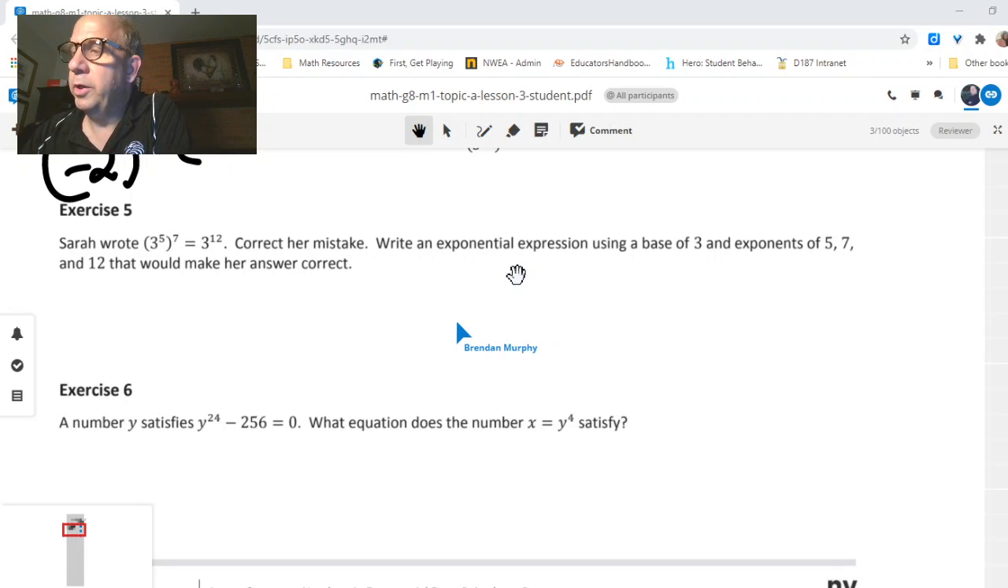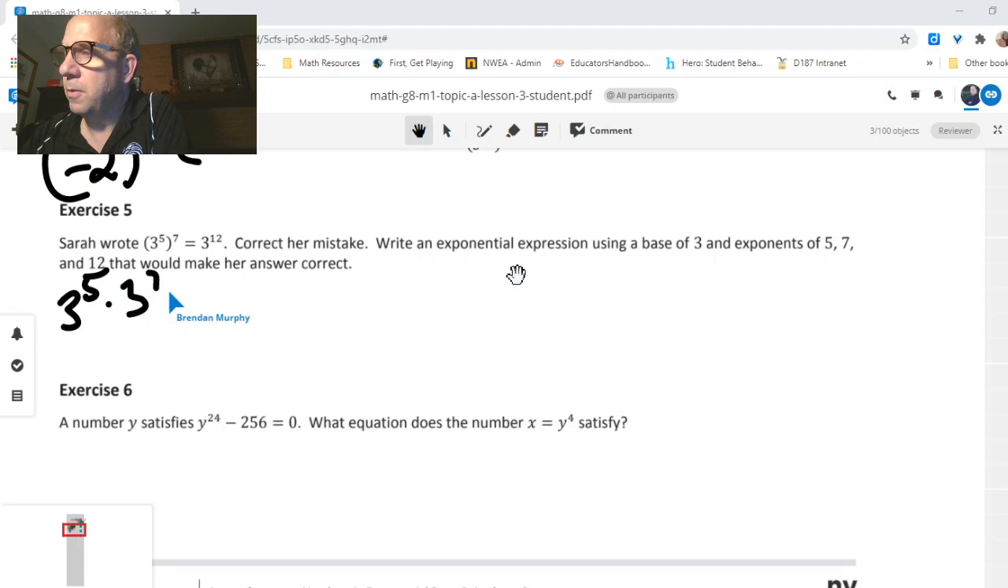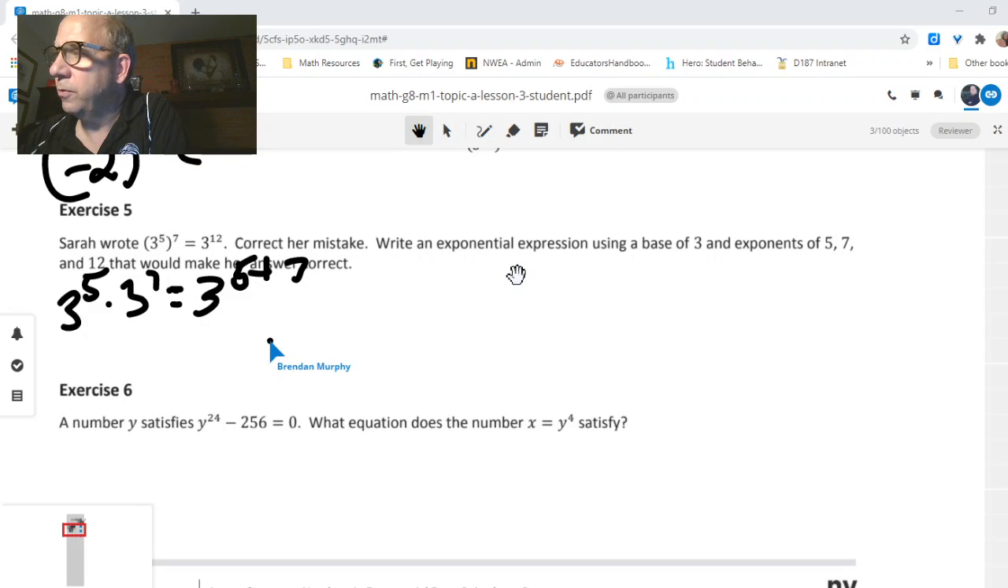We know if it was 3 to the 5th power times 3 to the 7th power, then I would add the exponents, 5 plus 7. But we're not doing that. We have 7 groups of 3 to the 5. So we have 7 groups of those.